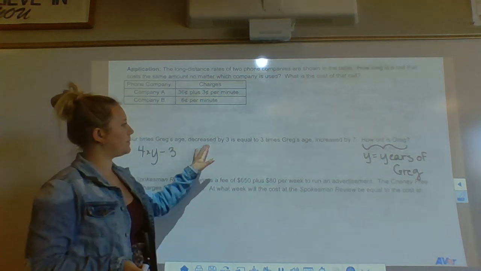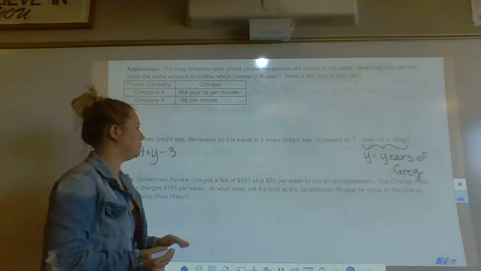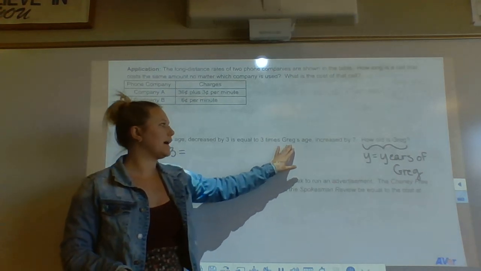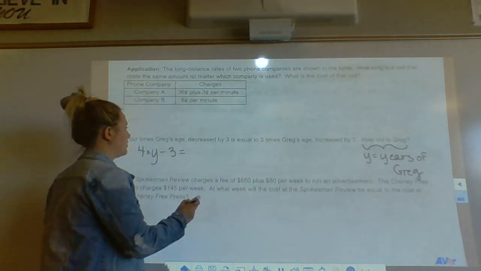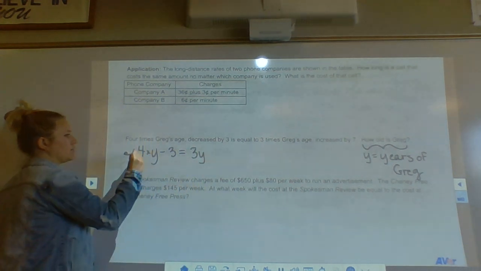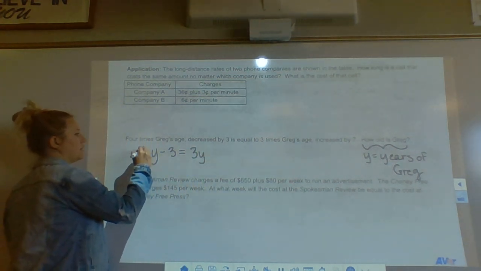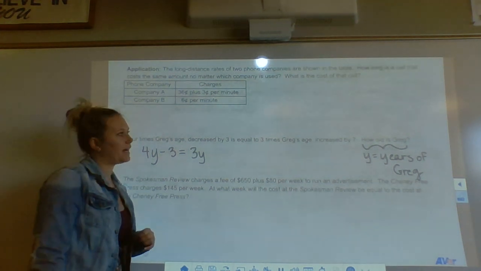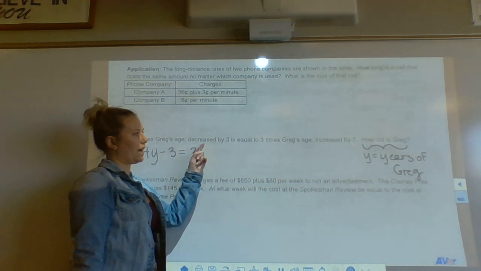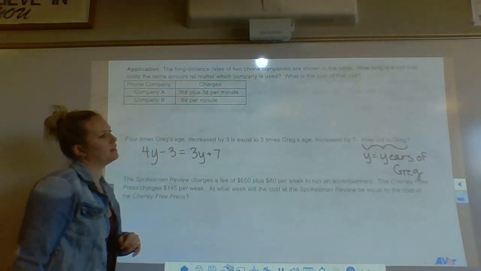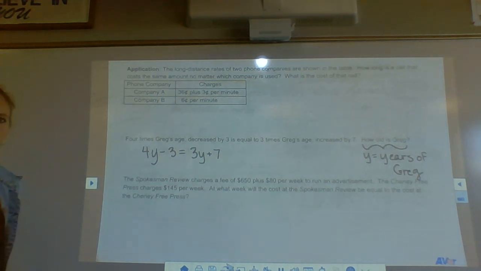Okay. Decreased by 3 is equal. So that's mathy, isn't it? Is equal to 3 times Greg's age. So 3 times Greg's age, which is Y. I'm going to write those how we do in algebra, just smushed up together. Increased by 7. So if decreased was subtraction, then increased must be addition. There you go. And then we need to find out how old is Greg. So I'm going to solve this for Y.